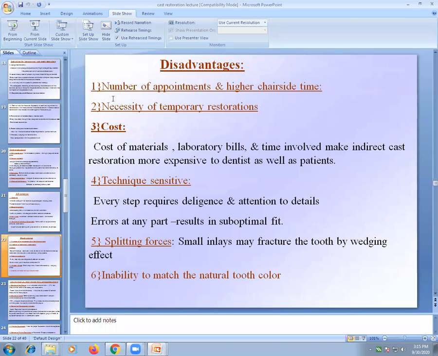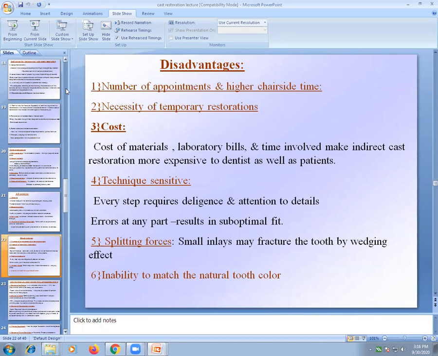But for an inlay, you have to prepare a cavity. Then you have to take an impression, right? Again, you have to call the patient for the cementation. So the number of appointments increases and the chair side time also increases, right? Then in between the appointments, we have to give a temporary restoration. You cannot prepare a cavity and leave it like that. You have to restore this cavity with some temporary restoration. Also, due to repeated appointments and the casting procedure, the cost of the treatment also increases.